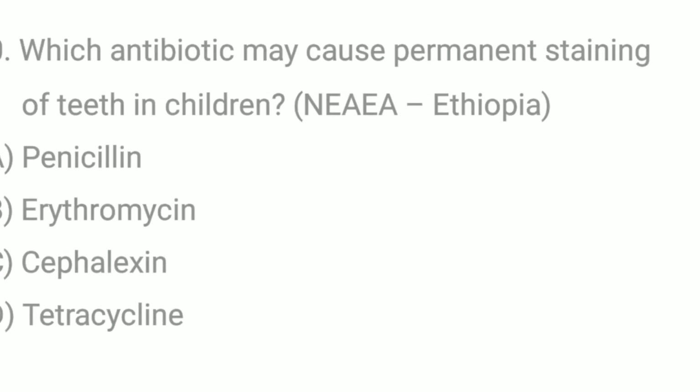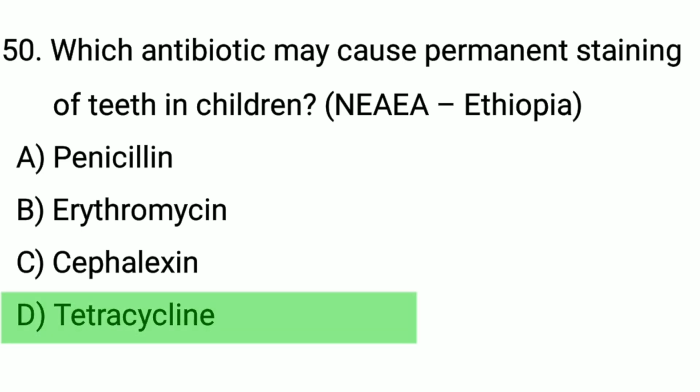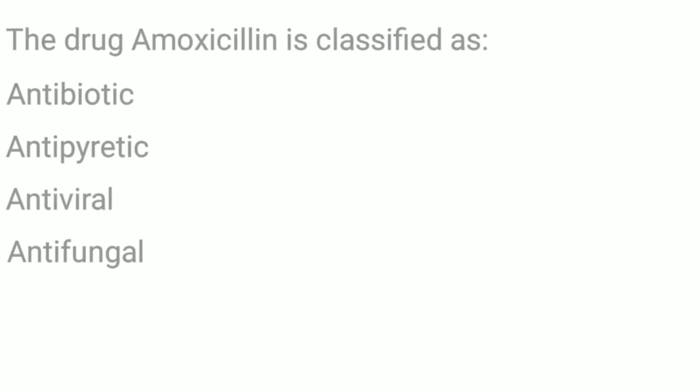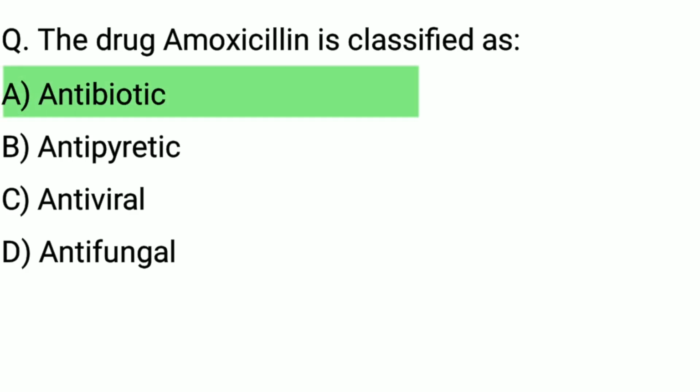Question number 50. Which antibiotic may cause permanent staining of teeth in children? The right option is option D, tetracycline. Question. The drug amoxicillin is classified as. The right option is option A, antibiotic.